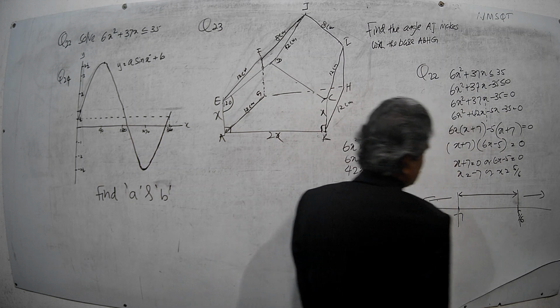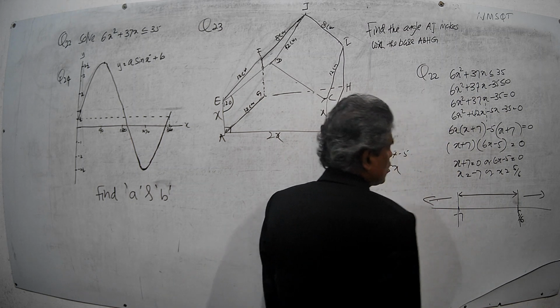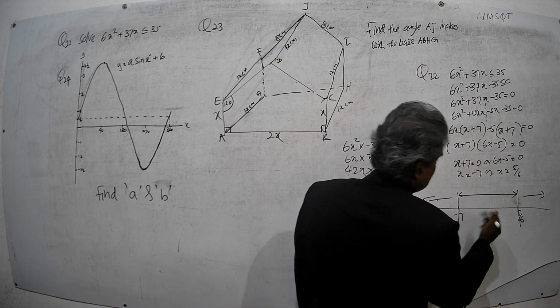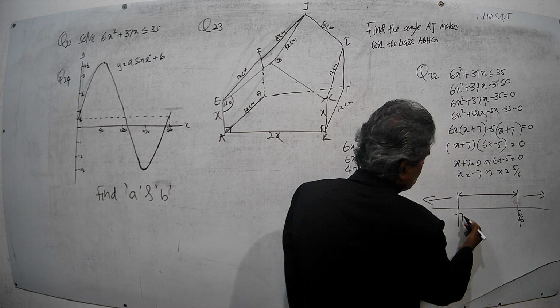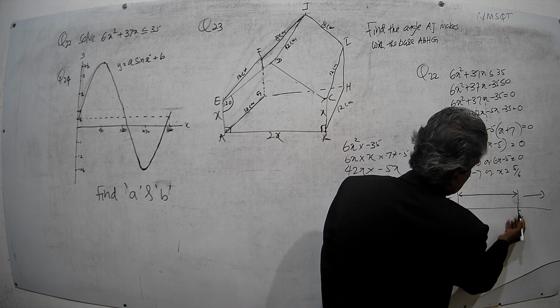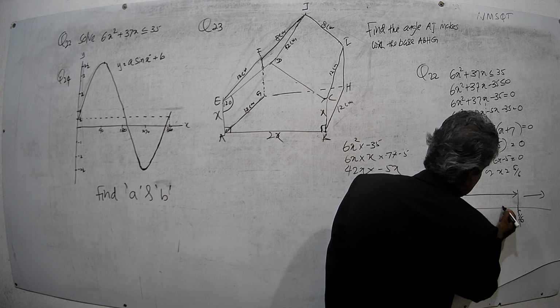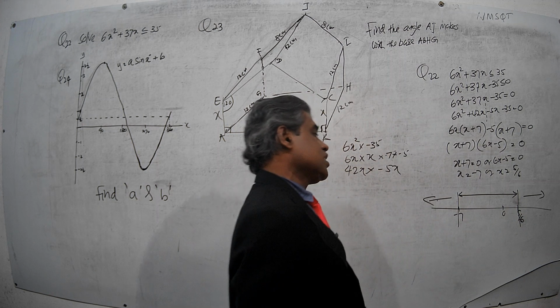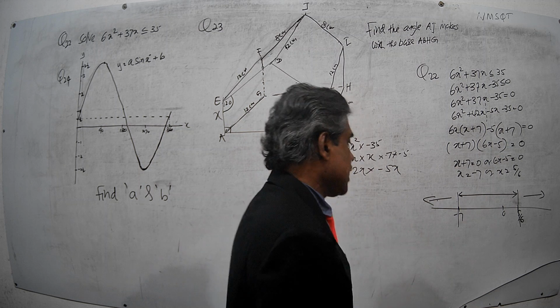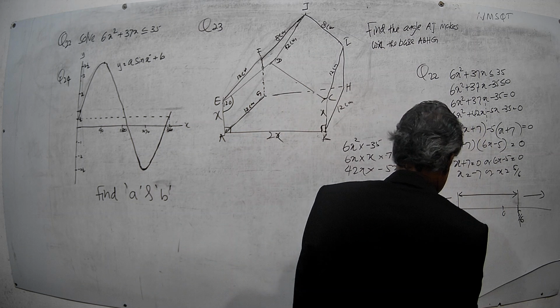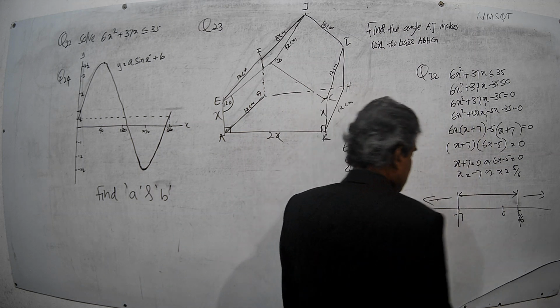So how do you check that? You take a value from this region, between minus 7 and 5 over 6. Minus 7 is negative, 5 over 6 is positive. Therefore, 0 will be a good value. 0 is a value in that middle region. Therefore, take that 0 and test. You always test the middle region.